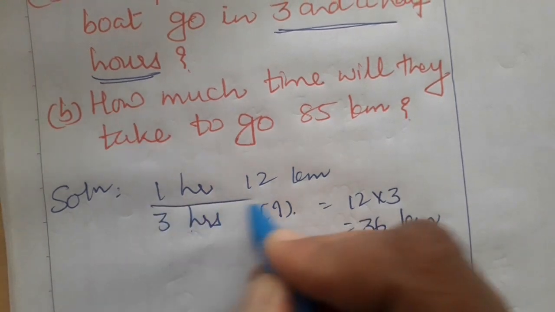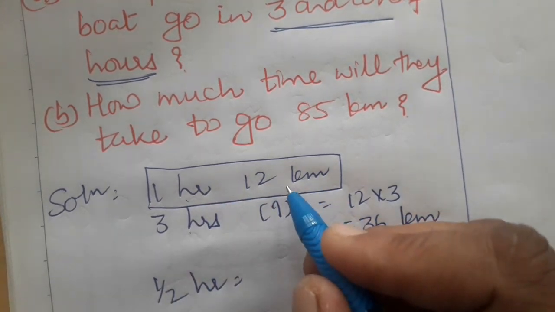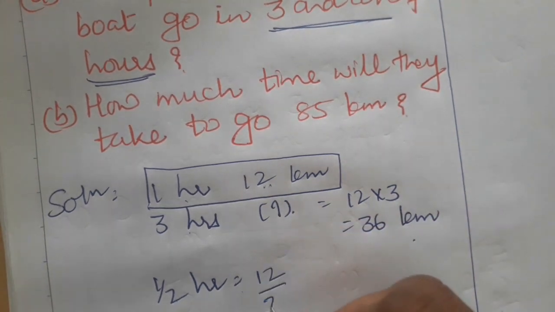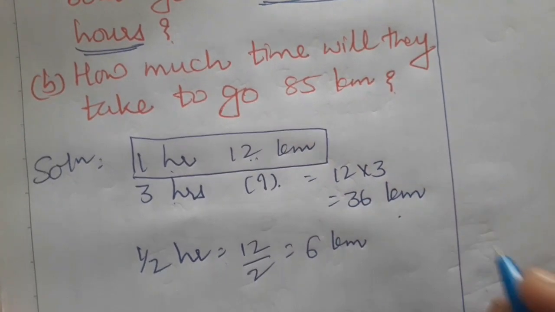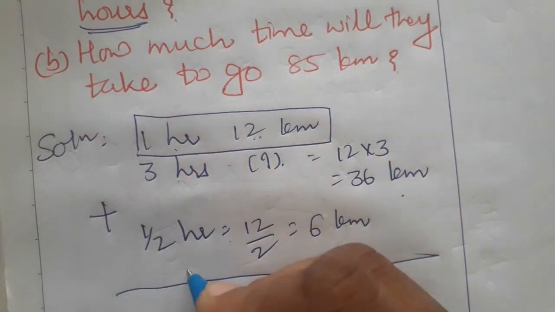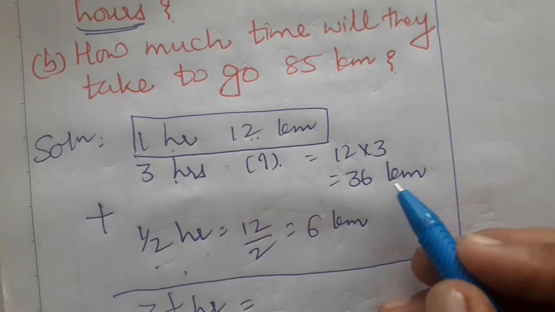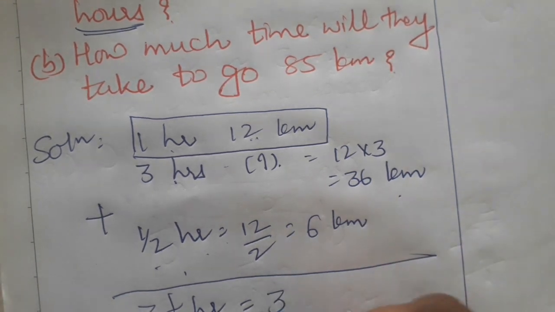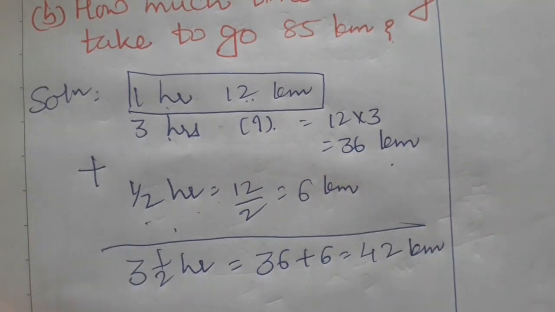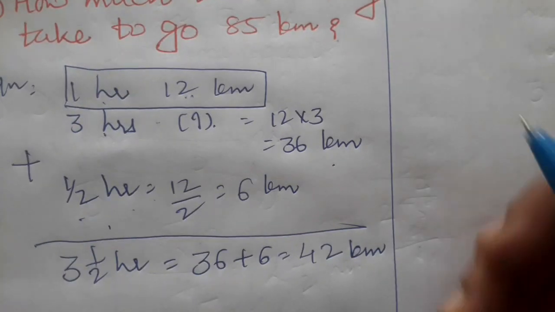Now if in 1 hour 12 kilometers, then what about in half hour? In half hour, will it be that it covers half the distance? So in half hour, 12 divided by 2, that is 6 kilometers distance will be covered. Okay, now you want for 3.5 hours, so add this, that is here you will have 3.5 hours. So what you will have is here on this side, that is 36 plus 6, that is 42 kilometers, and you are through.